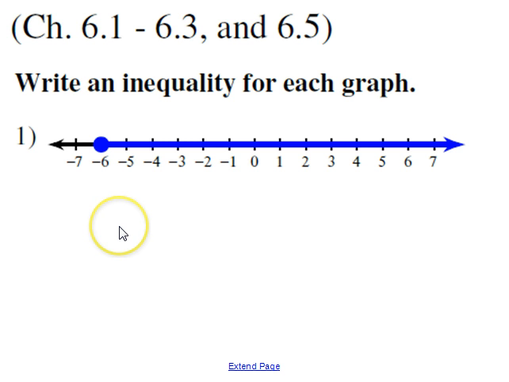So here's that first question. Write an inequality for each graph. Well, in this case, notice first of all that there's the dot there at -6, and notice that the -6 is to the left, or in other words, less than everything else. Also notice that the circle is shaded in. When it's shaded in, it's underlined. When it's an open circle, it's not underlined.